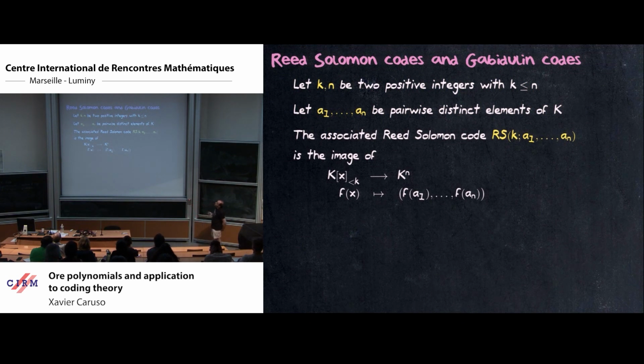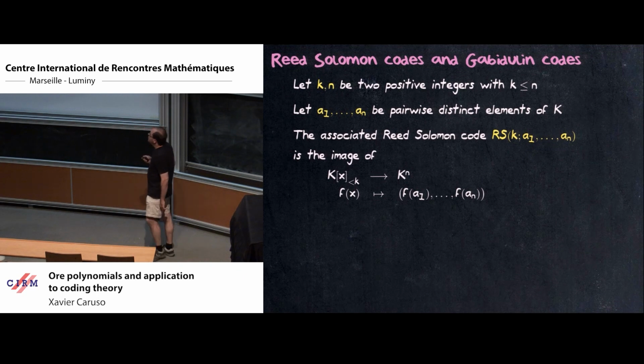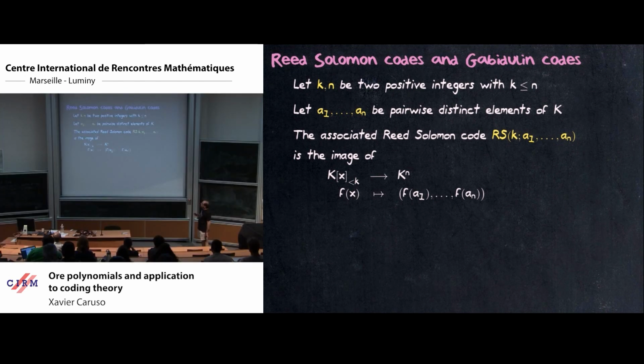And the associated Reed-Solomon code, which I will denote by RS of K and a1, a2, and so on, is the image of this mapping. You take K[X], the polynomial ring over K, the usual polynomial ring, not twisted. The subscript less than k means that I'm considering all the polynomials of degree strictly less than k. When I have such a polynomial, I can evaluate it at a1, a2, a3, and so on, and I get this way a tuple of n elements in K. And the code is by definition all the tuples I can obtain this way from a polynomial of degree less than k.